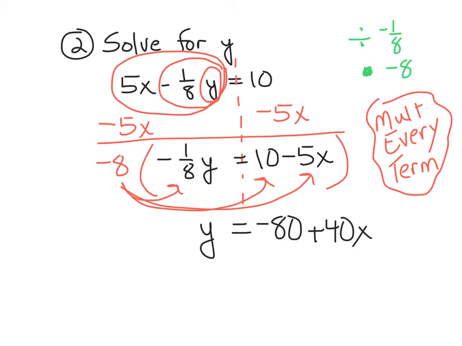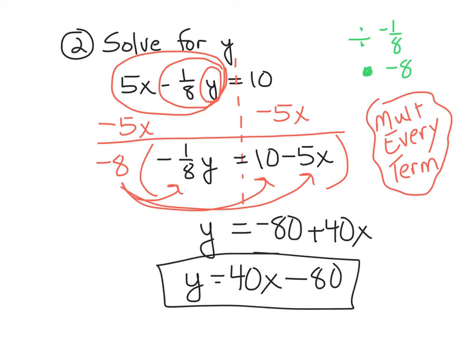And my last step is put it in the right order. The correct order would have the x term first. So 40x is going to go first. And this will make more sense in the next unit, actually, why this order matters. And then the lone number, that's called a constant, goes last. So minus 80. And there is your solution.